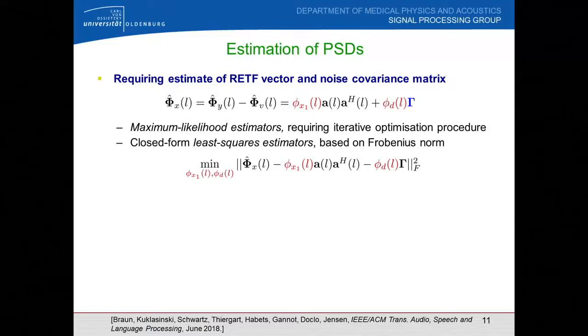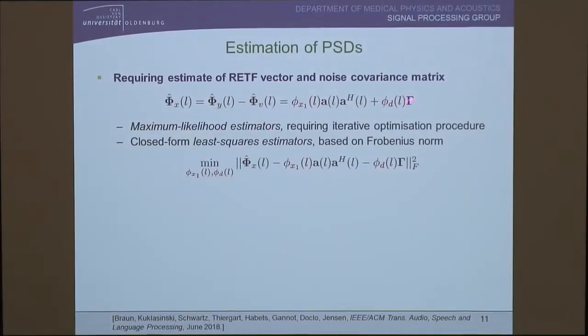Just for the notation here, there's a bit of formulas in the beginning of the talk, but I think that's fine. All the variables in red are the variables we will estimate, so you could say the unknowns. And the blue variables are some assumptions, for example, this diffuse sound field model.